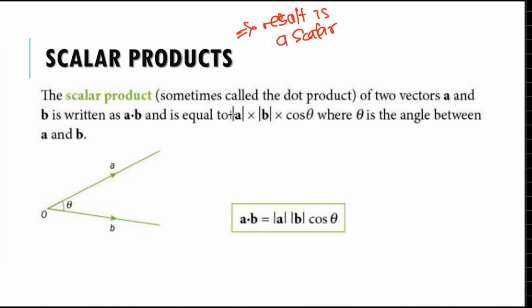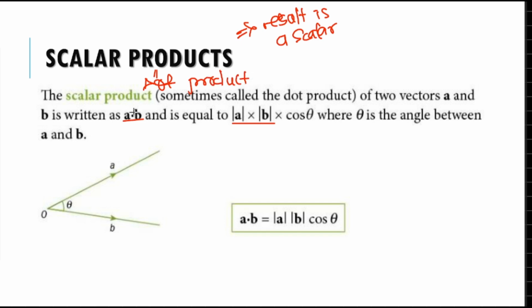Here, the scalar product, sometimes called the dot product, of two vectors a and b is written as a dot b and is equal to the magnitude of a times the magnitude of b times cos theta, where theta is the angle between a and b. So by definition, the dot product is given by this formula. Scalar product is also known as dot product. Let me write it down. When we say scalar product and dot product, we mean the same thing, okay?